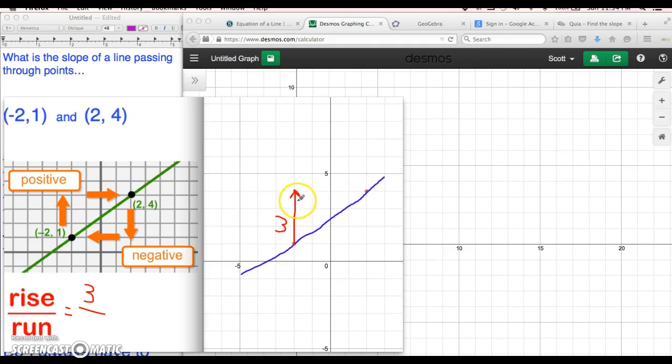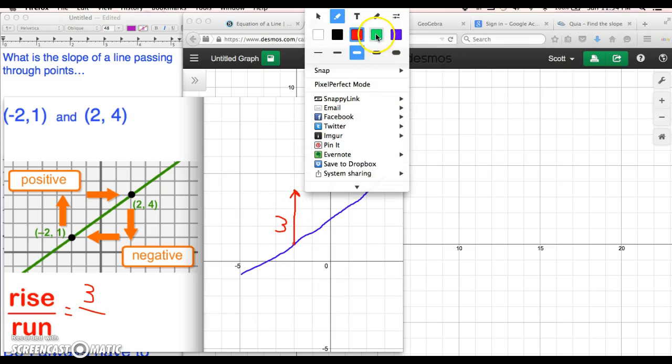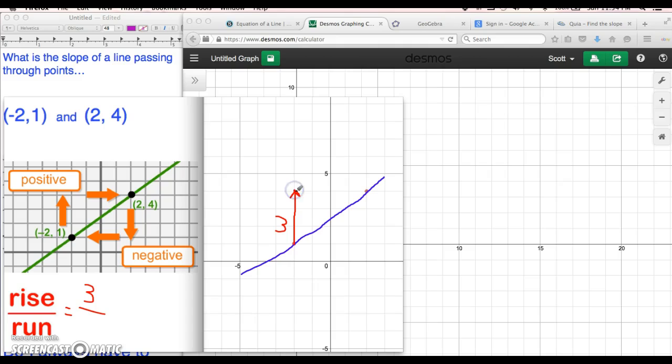And I want to know what my run is. So next, starting at this same point that I ended, I have to go right or left until I hit the other point. So I'm going to go right, and I've hit that point. If I start with 0, I've gone over 1, 2, 3, 4. That is my run. Can 3 over 4 be simplified? No way, Jose. That is your slope right there.